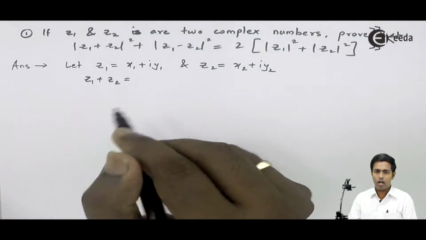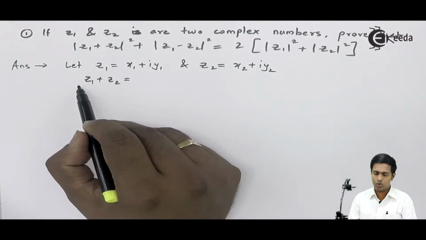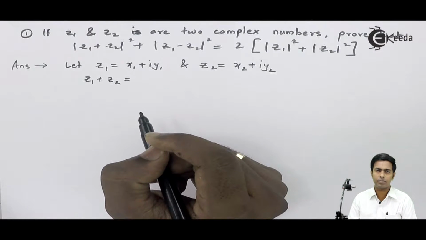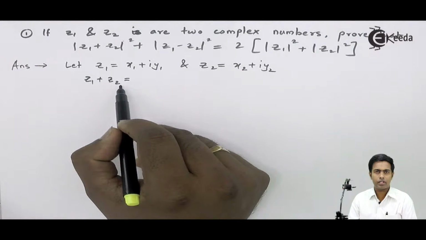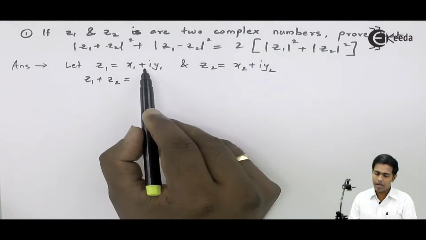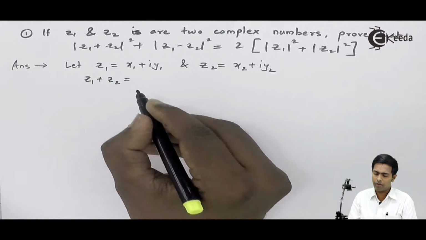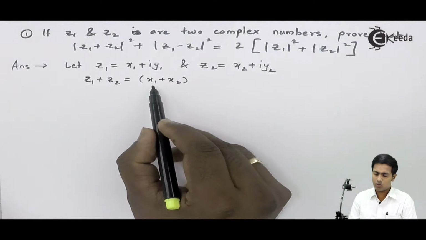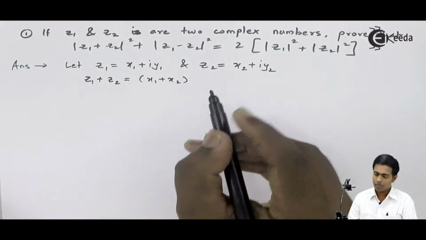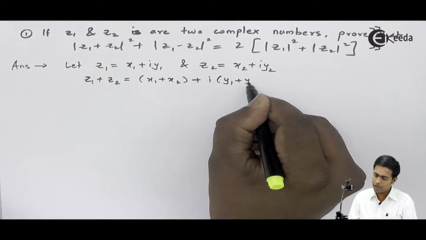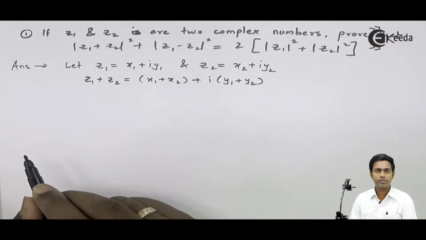Now we all have done the addition of two complex numbers in the algebra of complex number concept. When we add any two complex numbers, we add real parts with real part and imaginary part with imaginary part. So here we will get x1 plus x2, where x1, x2 both are real part, and in imaginary part we will get y1 plus y2 and i is common.